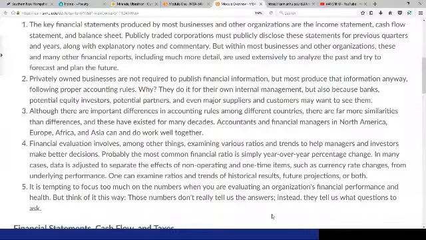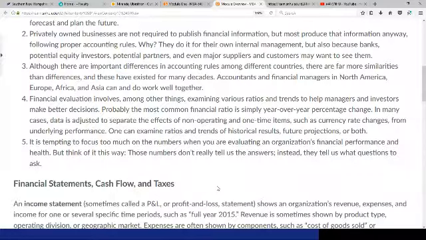Second, privately owned businesses are not required to publish financial information, but most produce it anyway, following proper accounting rules. Why? They do it for their own internal management, but also because banks, potential equity investors, potential partners, and even major suppliers and customers may want to see it. So even though they may not be public, that information is very useful for the internal running of the company and also for potential partners.